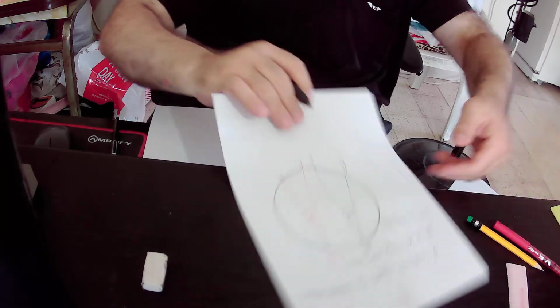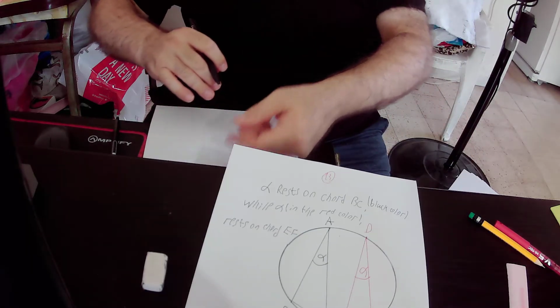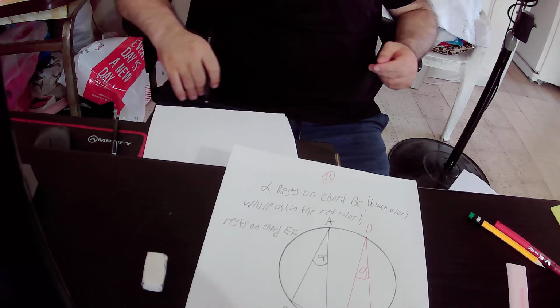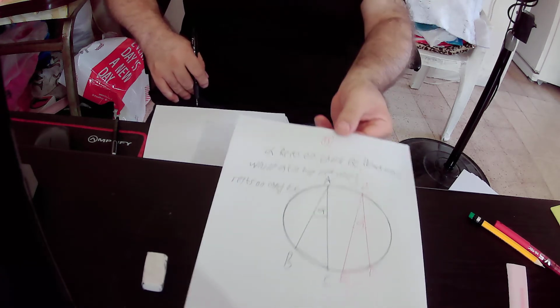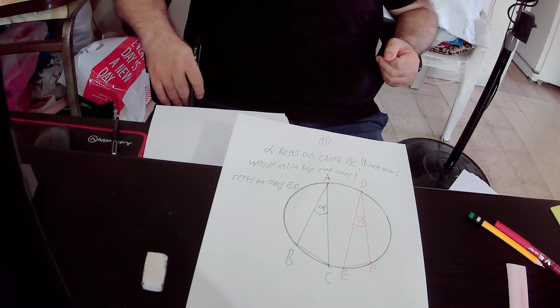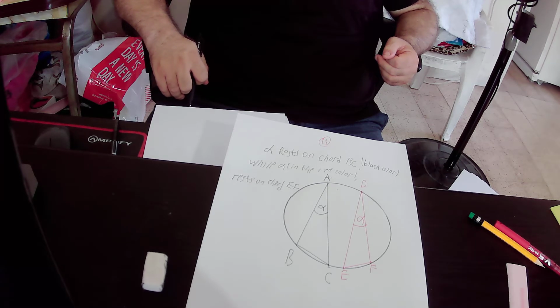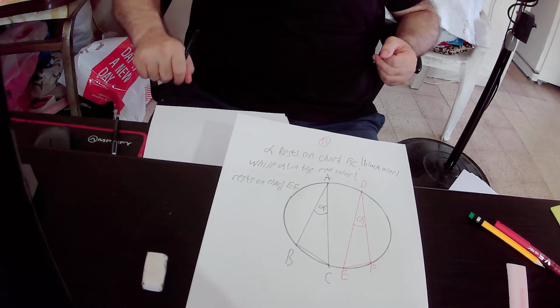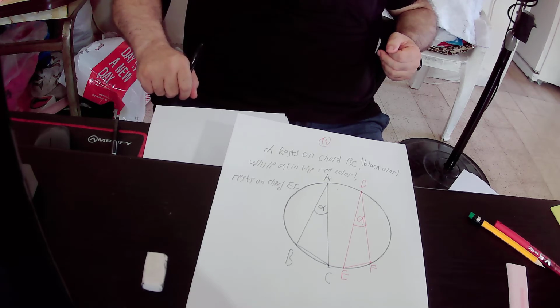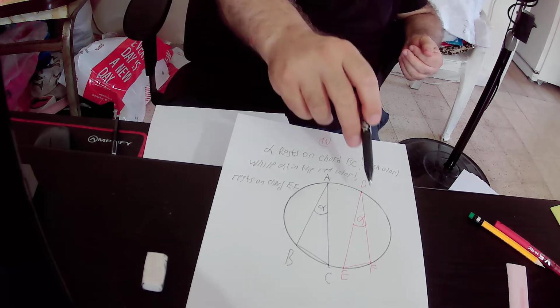So I read again what I wrote. Angle alpha in the black color rests on chord BC, while angle alpha in the red color rests on chord EF.